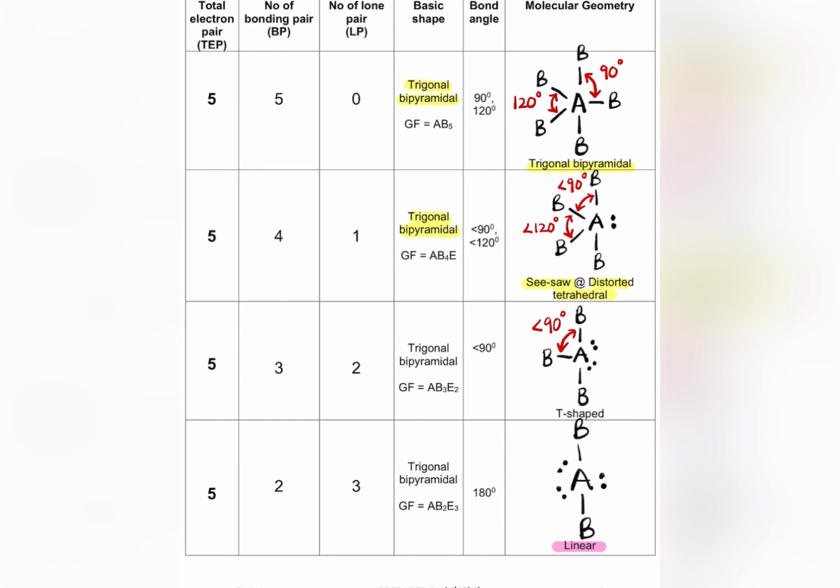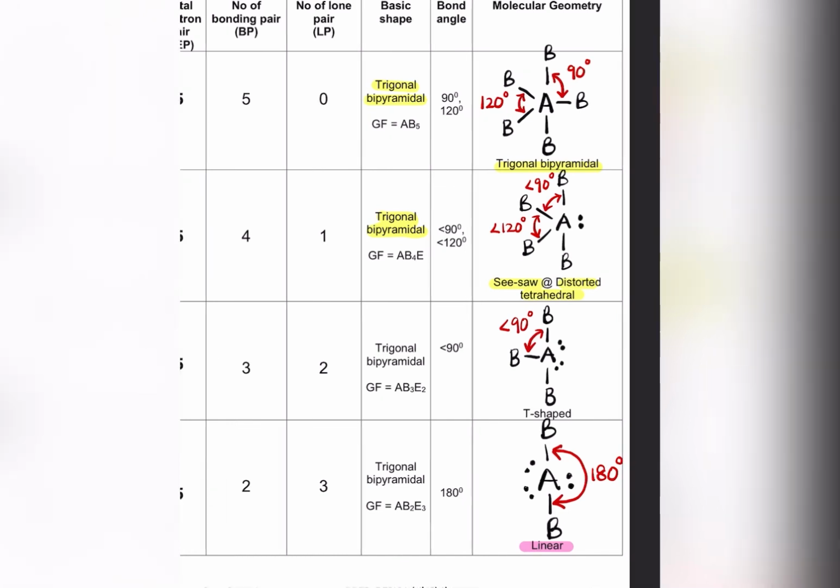And the bond angle is going to be from here to there. Dan ini adalah nilainya 180 degree. So itulah drawing untuk linear from 2 bonding pairs dan 3 lone pairs of 5 total electron pairs. So you have to memorize all of this.